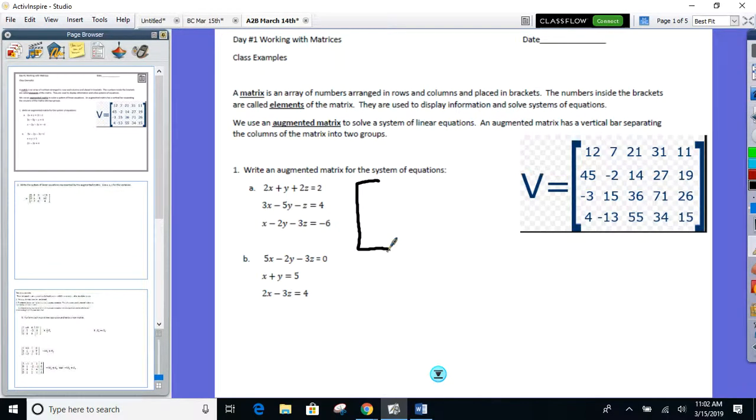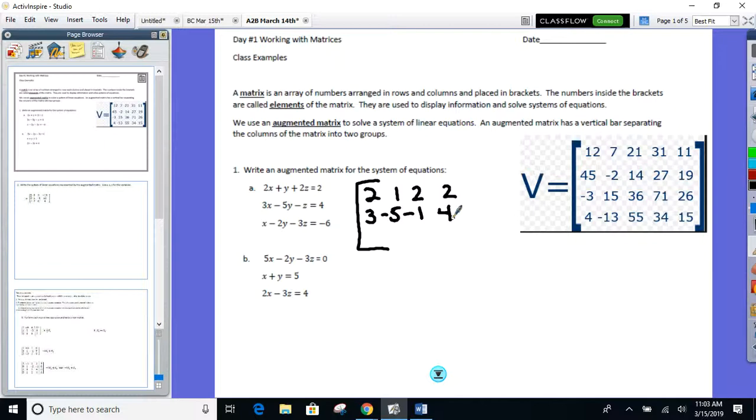In the first row are the coefficients in front of the variables. So my first row is going to have 2, 1, 2. Everyone see where I got those from? First row, first equation. Second row, you want to take over? 3, -5, -1, and 4. Boom.